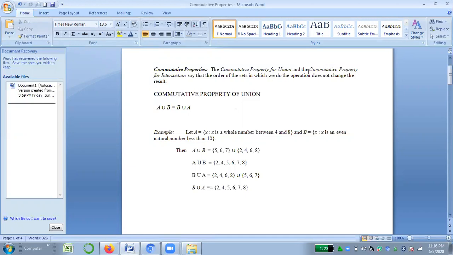So first of all, we need to solve the commutative property of union. We have to prove or we have to verify the commutative property of union, which is A union B is equal to B union A. Now, the next is example, as you can see on your screen.